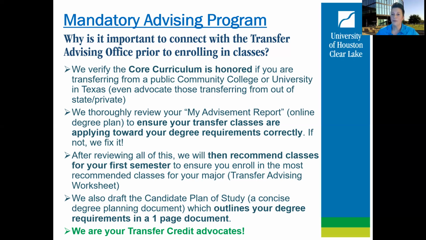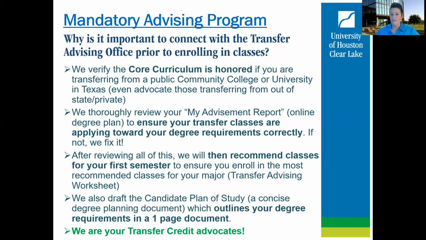Once we've reviewed your transfer credits and we know exactly what you're coming in with for your major, we will then recommend classes for you to take in that first semester to help with that transition to the university. So, if you want to go part-time, we're going to say pick these 2 classes. If you want to go full-time, we're going to say pick these 4 or 5 classes. So again, we're going to give you that in-depth information so that you can make the best decisions for yourself.